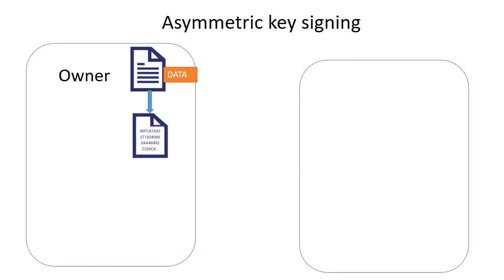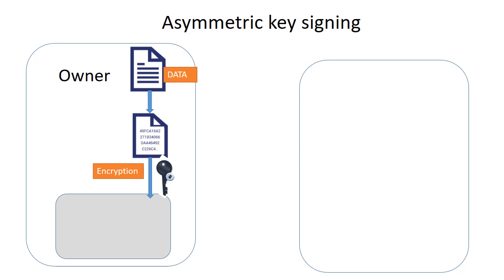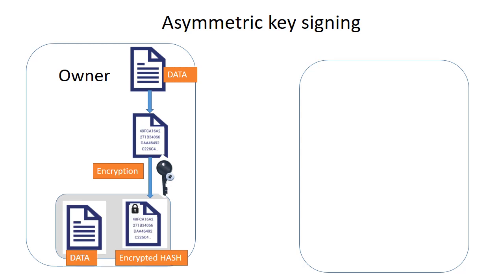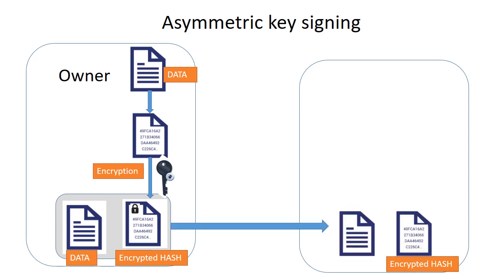Actually, the owner of the private key takes the data and creates a hash of this data. And here we could use any hash function that we discussed before. Each hash will be unique and it will be of fixed length. The hash is then encrypted using the private key. Recap that the private key is only available to the owner. Nobody else knows it. After that, the encrypted hash along with the data is sent to the other party.